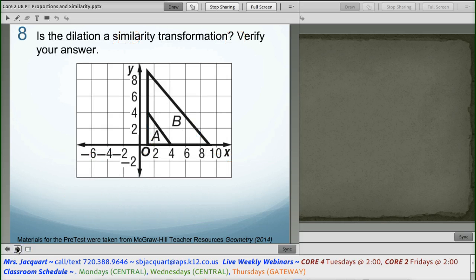Okay, number 8. Is the dilation a similarity transformation? Verify your answer. Okay, so what we're going to do is we're going to identify what we know. Let's just do our parts, what we need to do. Long side, short side. Long side, short side. Okay, long side, short side. So it's going to be harder to find the distance of the red. So let's go for the blue and the green. So for the blue, the long side, we'll do long over short.